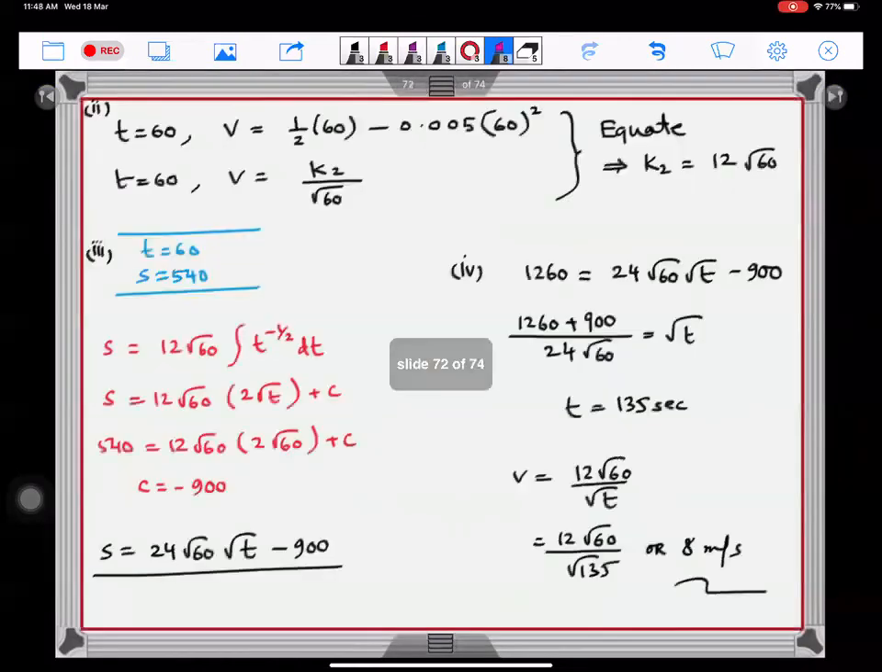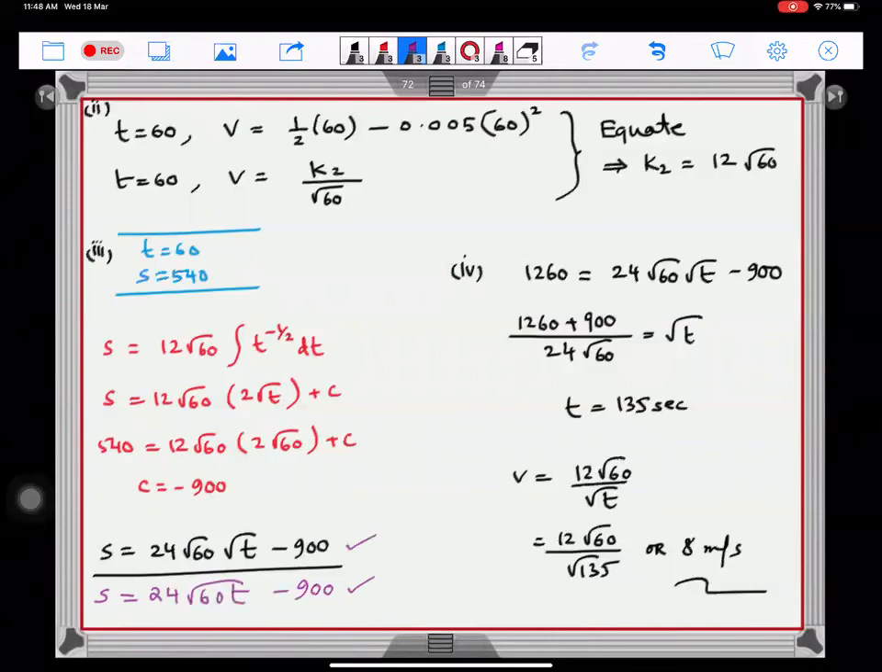Let's look at the working. S equals the integral of 12 root 60, t raised to the power of minus half, dt. We are integrating this. We get a constant of integration. We plug in the conditions. When t is this, S is this, that's called the condition. We find the value of C as minus 900. So S equals 24 root 60t minus 900. That's another way of writing it. I can take the square root common. This is perfectly right. The other one is perfectly right.